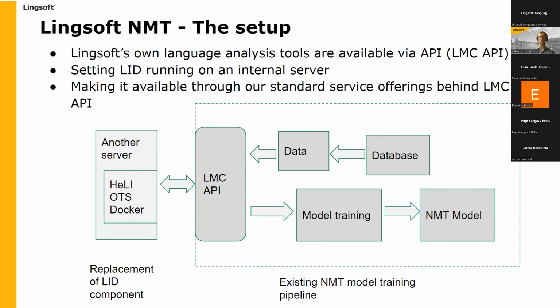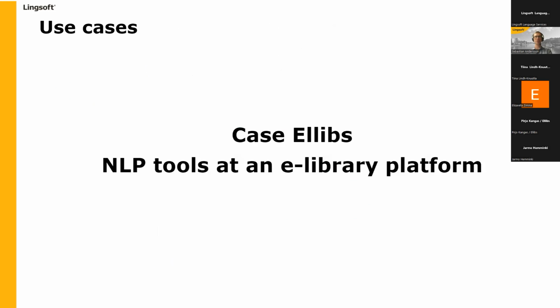Just as an illustration of the architecture, we didn't change anything in the architecture. We just swapped in this Heliots Docker image instead of our old language identification component. And then it's up and running nowadays and works exactly the way we hoped. And I believe the next use case here is Ellipse. So I'll stop sharing my screen.